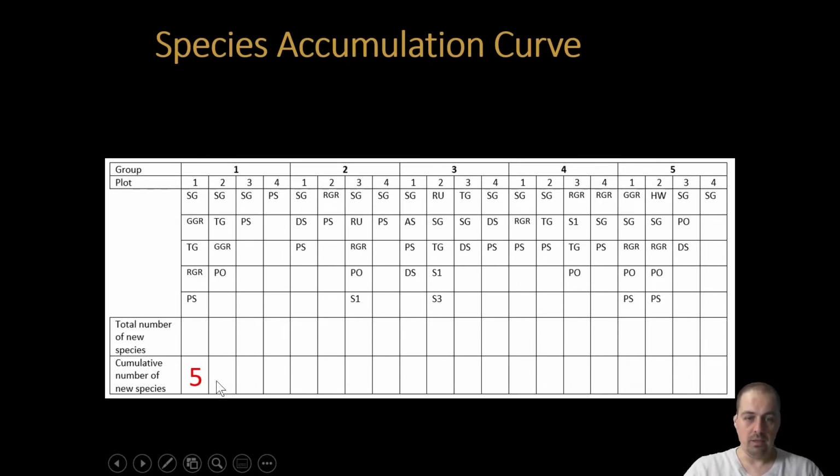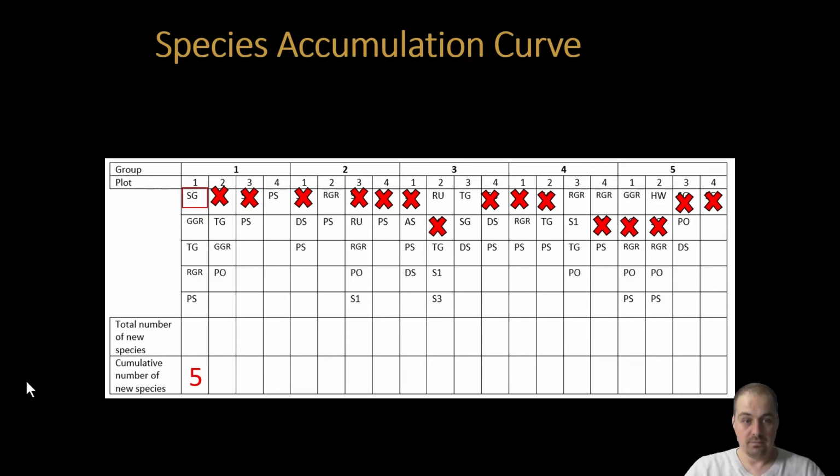And then the species that occur here, we're going to eliminate them from the rest and see how many more new species are added with each column. So taking SG, so this occurs here, so you want to eliminate it everywhere else that occurs thereafter. And so you're going to end up doing this for everything else.